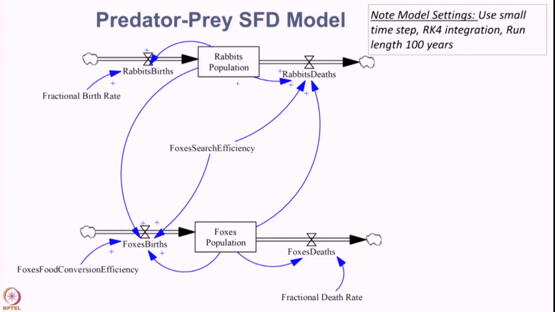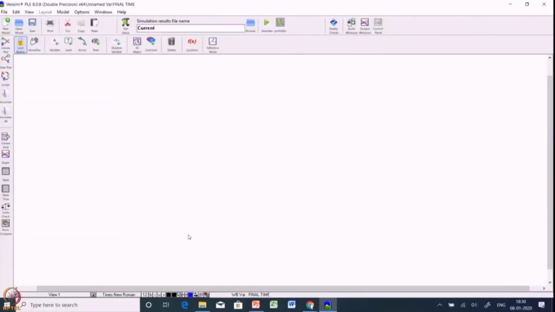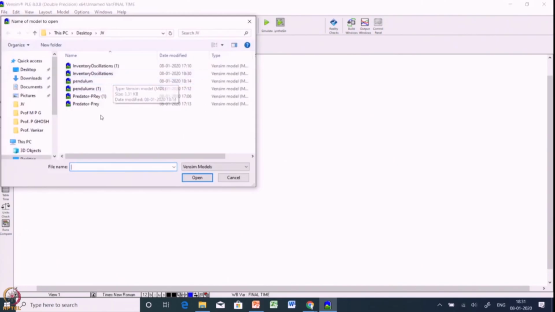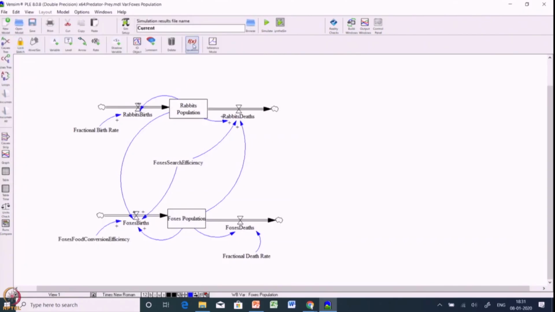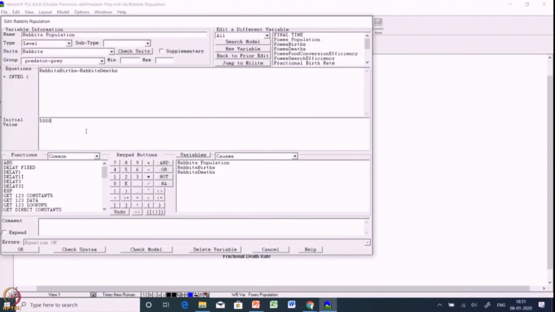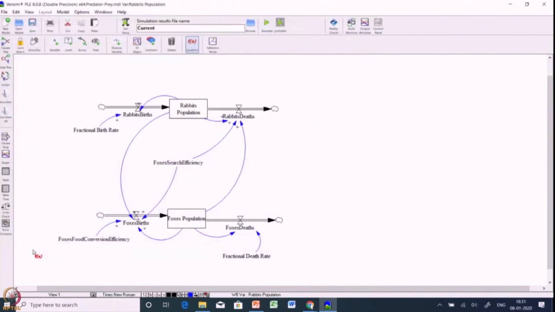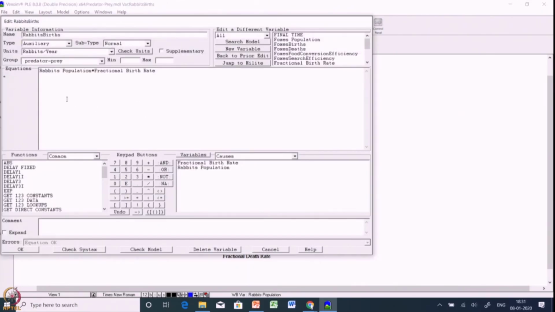Let us now go to Vensim and look at the model. Now let us open Vensim and look at the model. It's a predator prey model that we have seen. So now let us look at the rabbit population. Let us take the initial value as 5000, the units is rabbits. Rabbit birth rate is nothing but rabbit population times the fractional birth rate, units is rabbits per year. Fractional birth rate is taken as 0.5 per year.